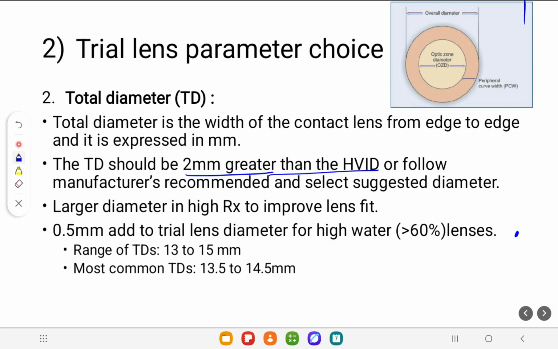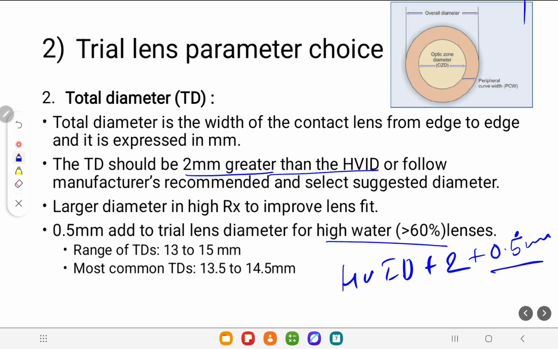The few other things we must know are in the case of soft contact lenses. If the soft contact lens is high water content, literally greater than 60% water content, then we generally do SVID plus 2, and then we add an extra 0.5 mm. That's one of the rules. If water content is higher, we add 0.5 mm extra. So definitely, for SVID selection, we go through the manufacturer's recommended guideline. That's another point of view.